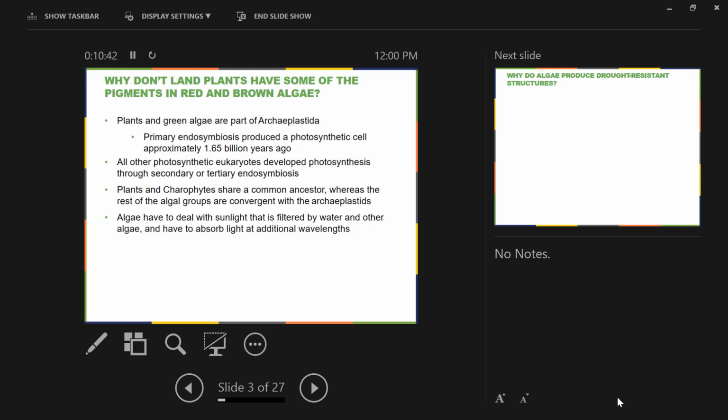Okay, so you've taken home from this: green plants and green algae are believed to share a common ancestor. Other algae and plants are not. Okay? Right? We're all on the same page?